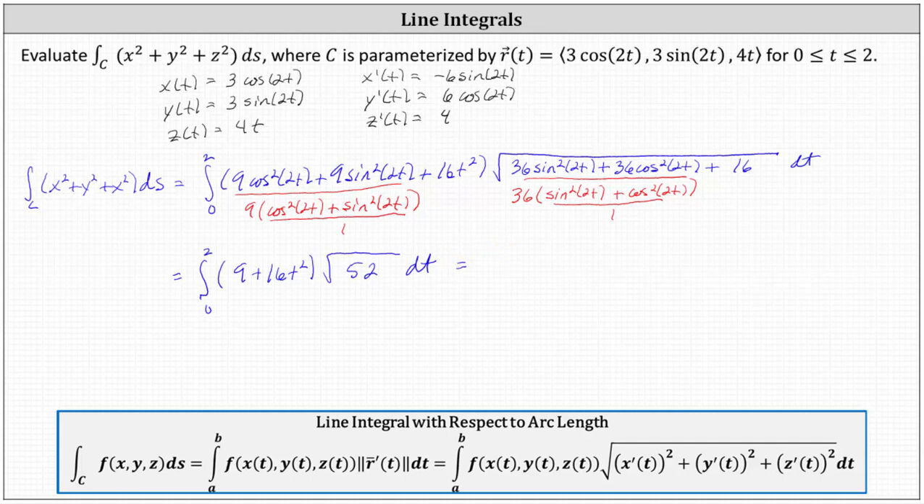Let's go ahead and simplify the square root. 52 is equal to 4 times 13, which means square root 52 simplifies to 2 square root 13. Let's factor that out. We have 2 square root 13 times the integral from 0 to 2 of the quantity 9 plus 16t squared dt. And now we integrate with respect to t.